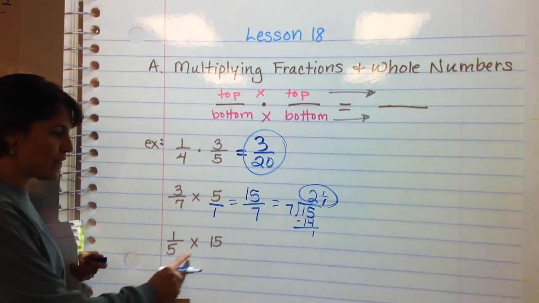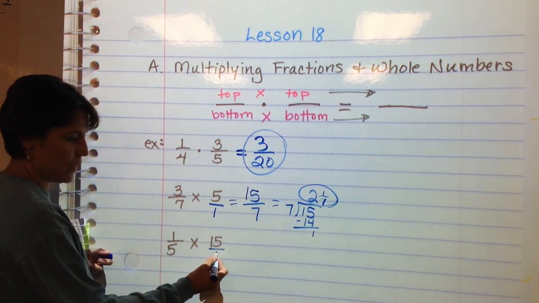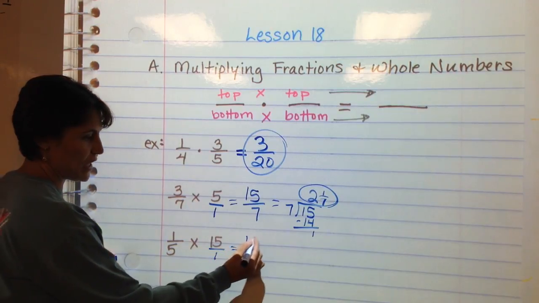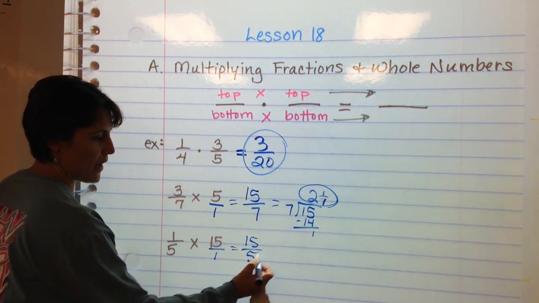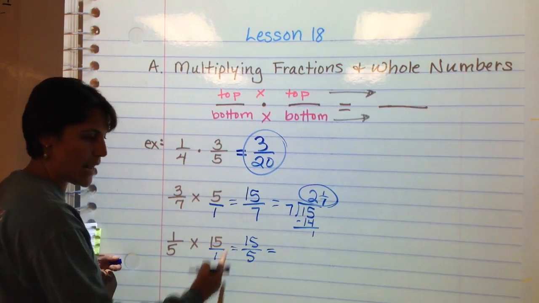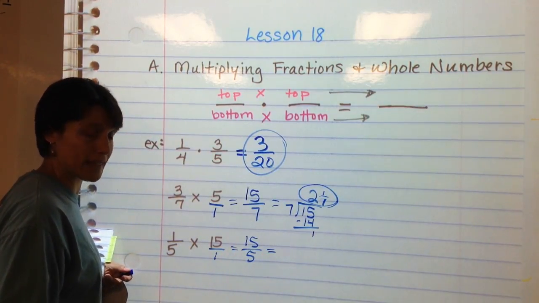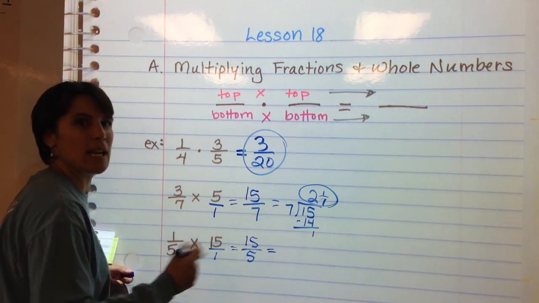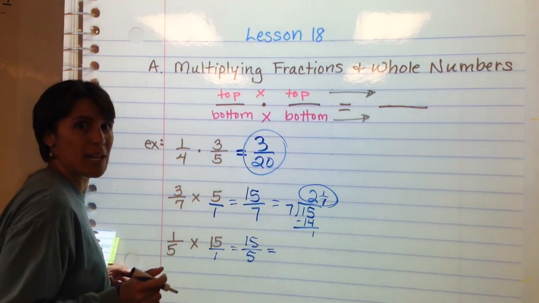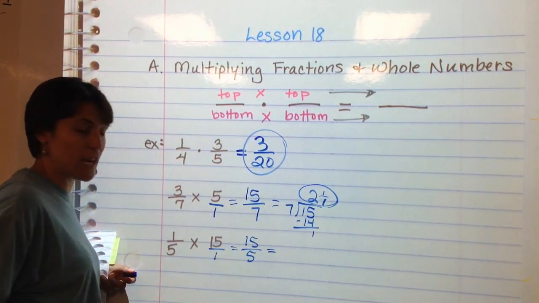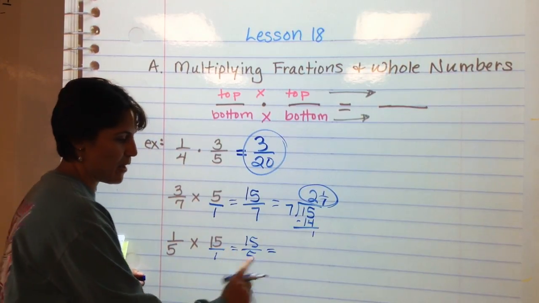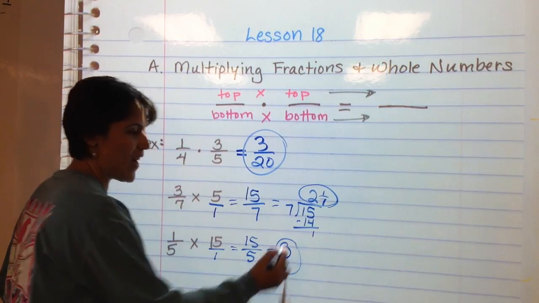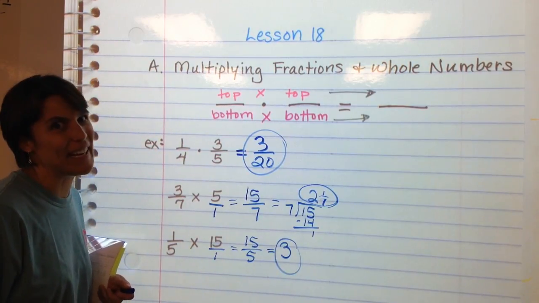And then one more, 1/5 times 15. So you put 15 over 1, and 1 times 15 is 15. 5 times 1 is 5. 15 divided by 5. So this is a great answer, 15/5. It's correct. But let's make it simpler for everyone. I don't want to say, oh, I have 15/5 dollars. It doesn't even make sense to me. But 15 divided by 5 is 3. I have $3. That makes sense to me.